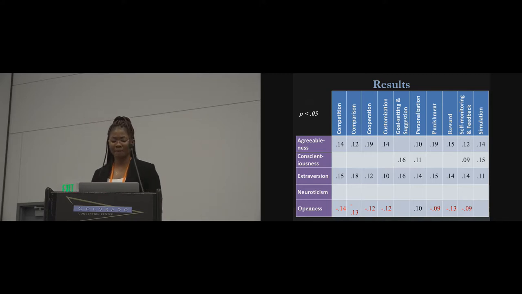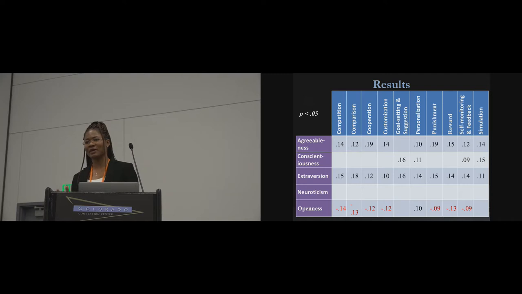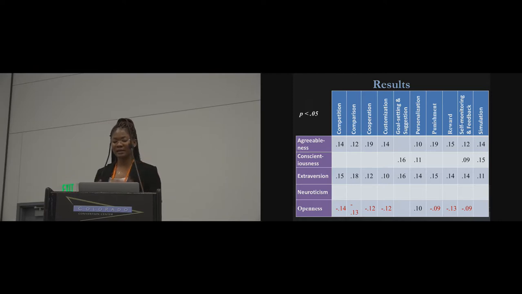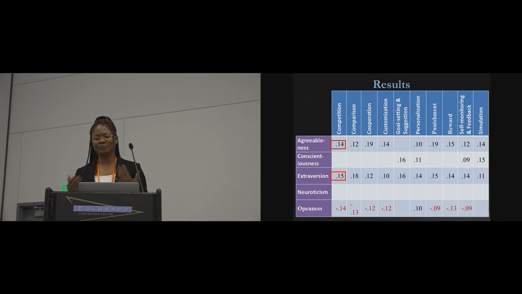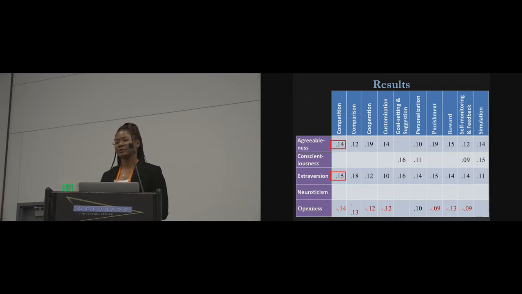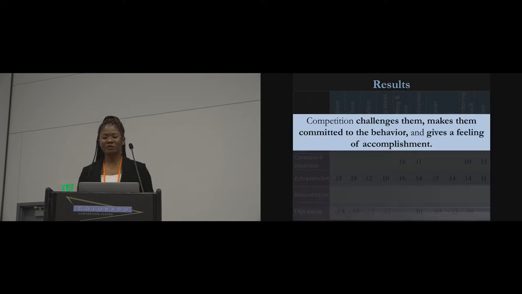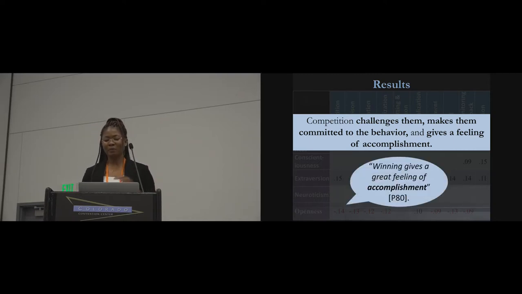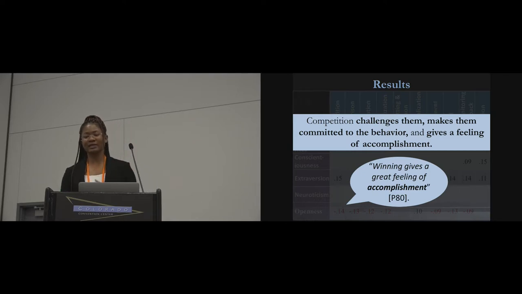So what do the results show? The big news is that there are statistically significant differences between the personality types with respect to the persuasiveness of the strategies. In general, the personality types are motivated by different strategies. For example, in general, competition would motivate behavior for agreeable and extroverted people. And some of the reasons for the preference for competition by agreeable and extroverted people, according to the qualitative comments, are that competition challenges them, makes them committed to the behavior, and gives a feeling of accomplishment. For example, according to participant number 80, and I quote, "winning gives a great feeling of accomplishment."